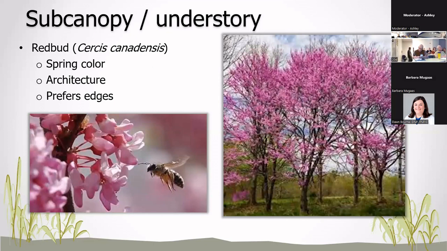Redbud, absolutely beautiful. Cercis canadensis, spring color, I like the architecture. That's one where they tend to stay kind of bare, and then all of a sudden they do this burst of bloom. And if you plant a whole bunch of them together, you kind of get this nice open area, and then all of a sudden this mass. I really like them for that. They do like the edges.